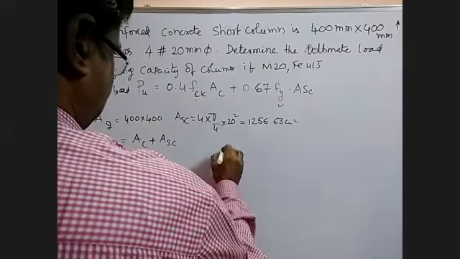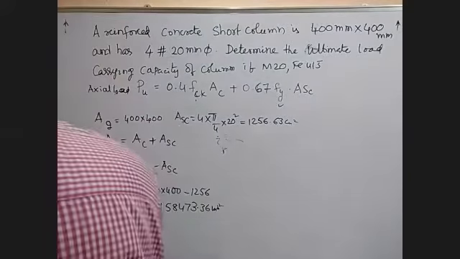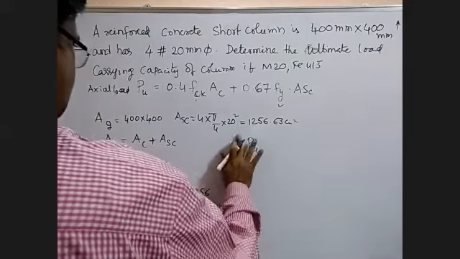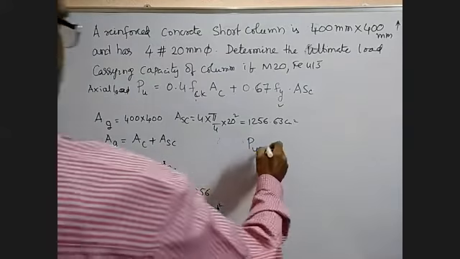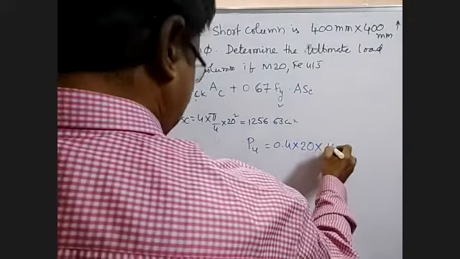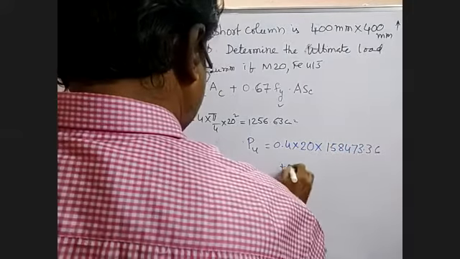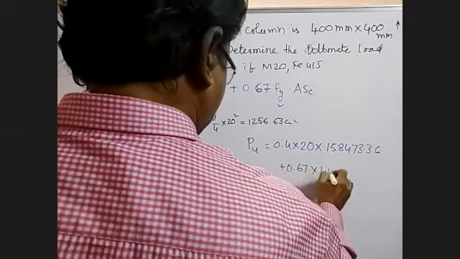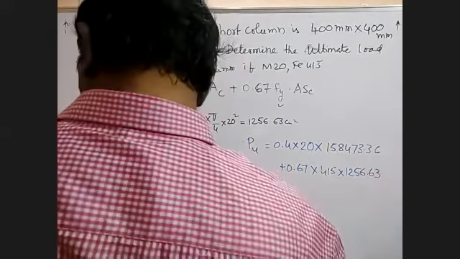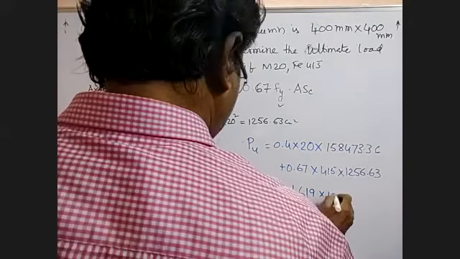You will get PU is equal to, okay, PU is equal to 0.4 into FCK, which is given as 20, into area of concrete, plus 0.67 into 415 into 1256.6. So this is 161.19 into 10 cube newtons.